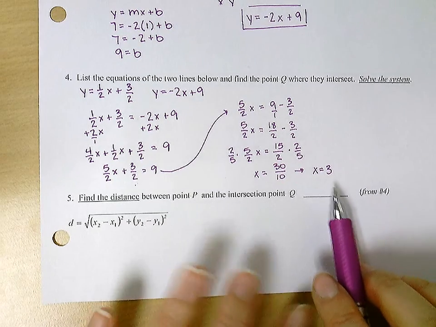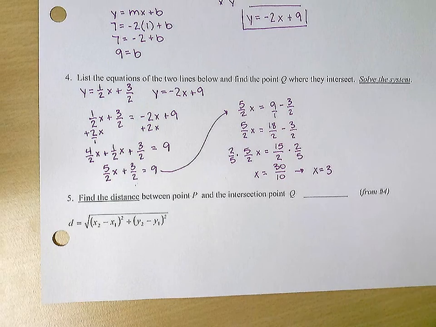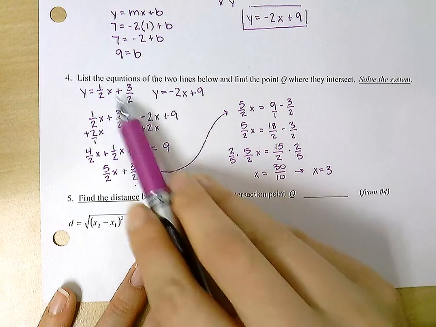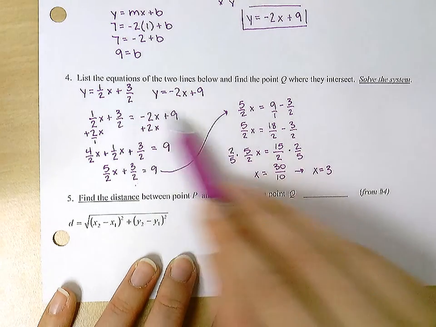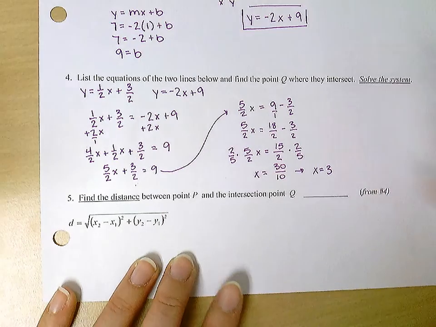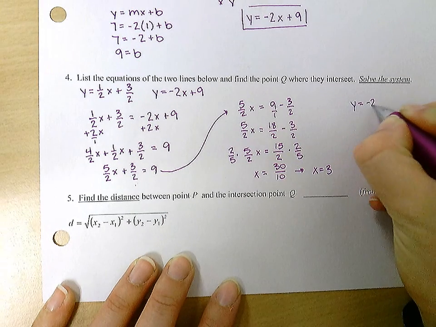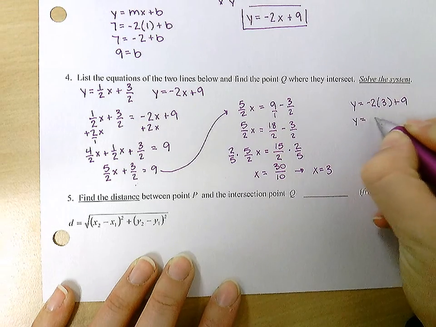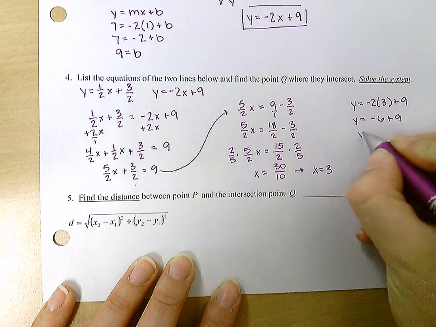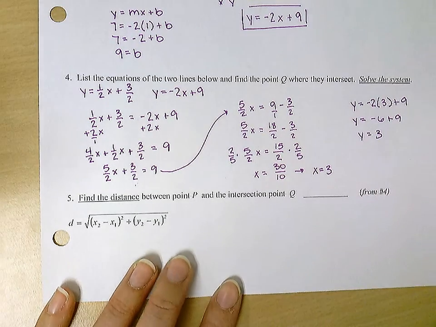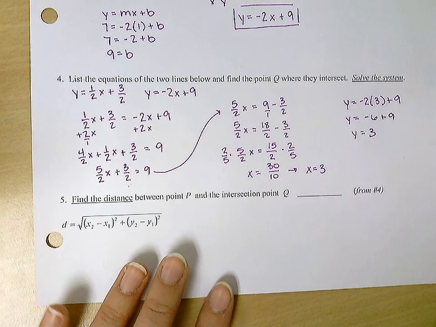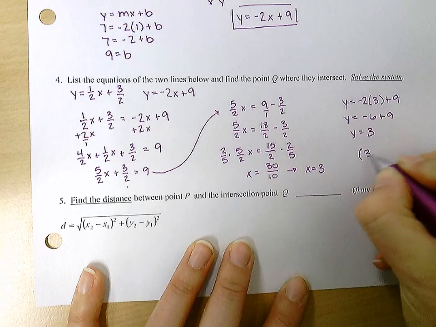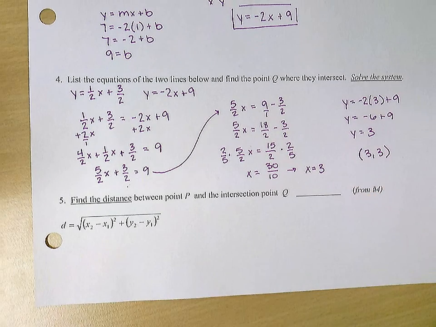Okay, and remember we are solving a system, so now that I've found x, I need to also find y. So I just need to plug 3 in for one of my x's up here to solve for y. And I'm just going to use this one since I don't have fractions then. So I have y equals -2 times 3 plus 9, to get y is equal to -6 plus 9. So y is equal to 3. So my intersection point for that perpendicular line and line A would be at 3, 3.